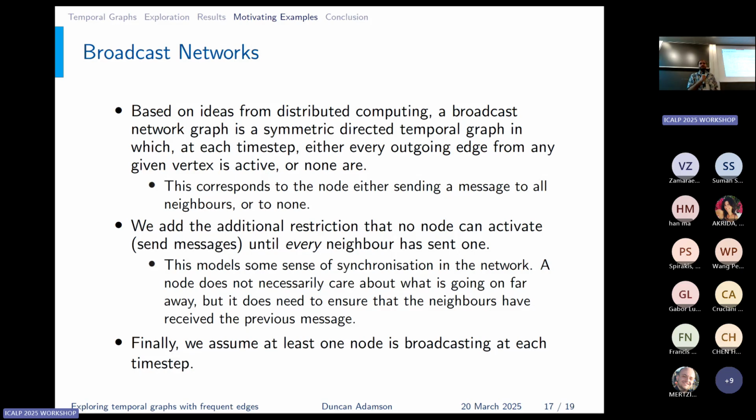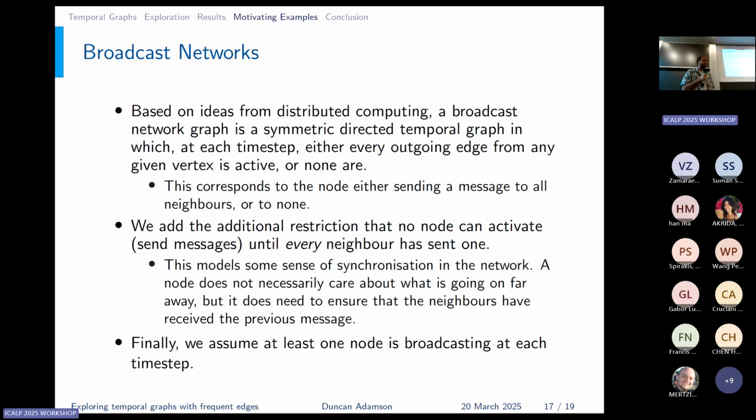The idea here is that we want to preserve some notion of synchronization across the graph. We don't want one vertex, one subgraph firing 1,000 messages without any indication that it has heard back from its neighbors. The second restriction, and this one is perhaps a bit more boring, we're assuming that we have at least one node active at each time step. There isn't really much point in exploring reachability problems when there's a time step where nothing happens at all.